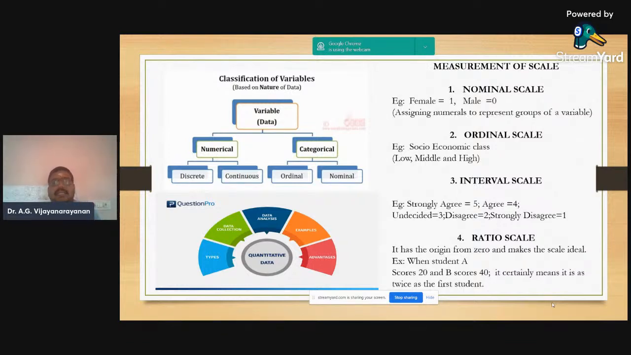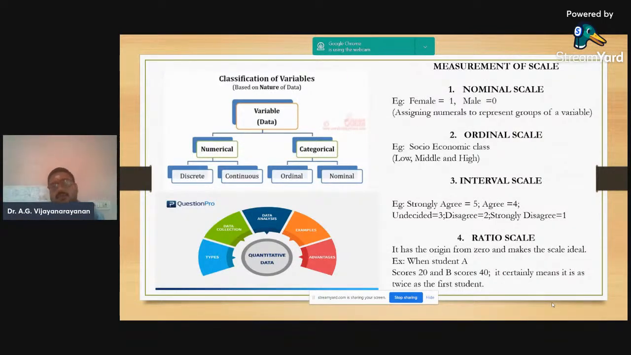I have given an example here. You can see female is 1, male is 0. It is just a number. Since I say female is equal to 1, they are not above the male, or it is not vice versa. 1 represents female, 0 represents male, or 2 represents male, whatever it is. It is just a number assigned for something.